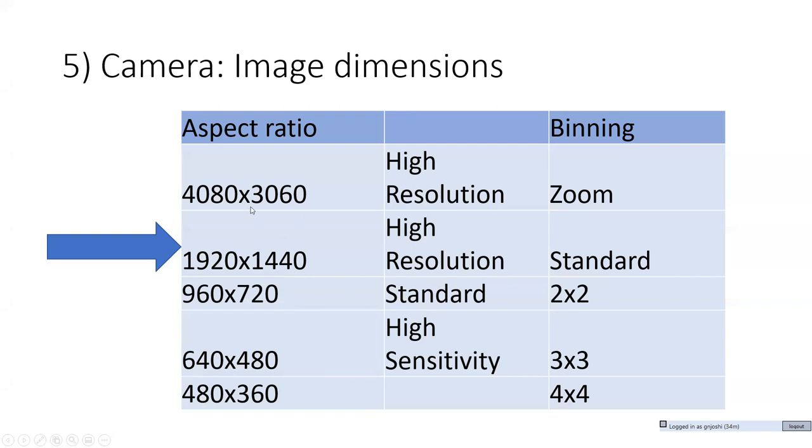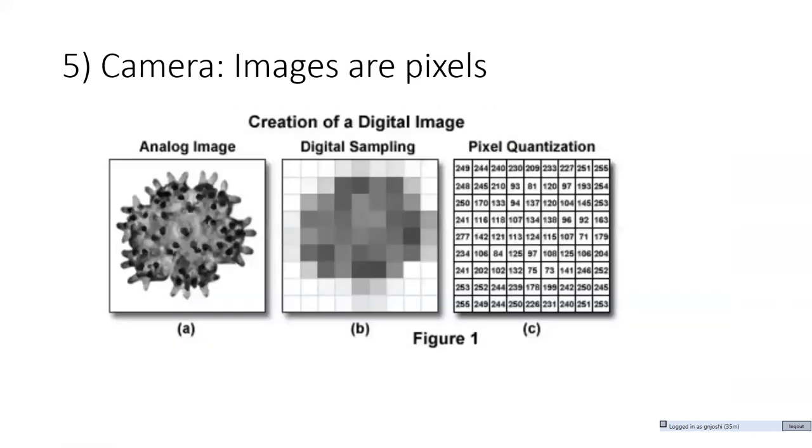So I'll talk a bit more about this. You can also acquire the image at 1920 by 1440 at high resolution, and the software allows you to save it at 4080 by 3060, which they call high resolution zoom. Now what's happening over here is you are extrapolating the pixels from whatever you have here and making sure that the image just looks more smoothened out. So you are not actually gaining any more data, but it's just going to be a giant image with smoothened out pixels, okay? So I would just recommend acquiring everything at 1920 by 1440, which is high resolution standard, if your sample permits. If your sample does not permit that, then you can try binning, playing with gain and so on, which I'll talk about in a bit.